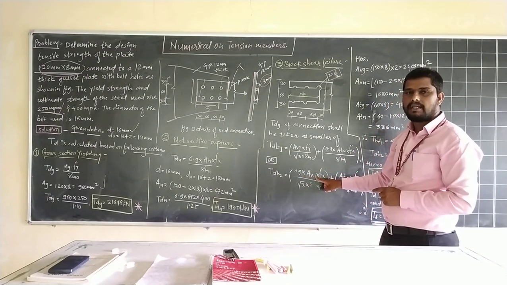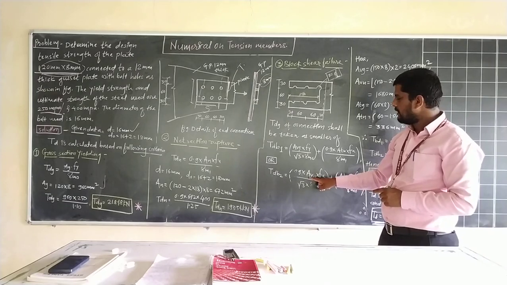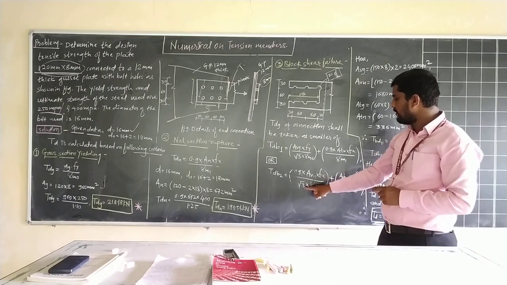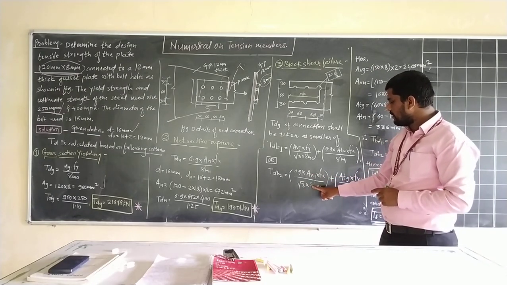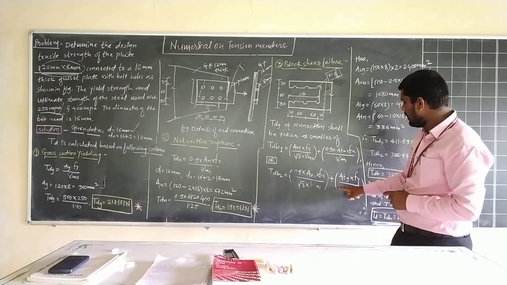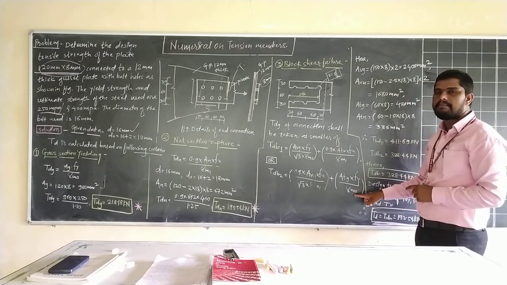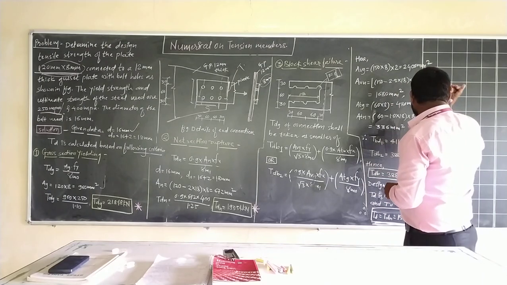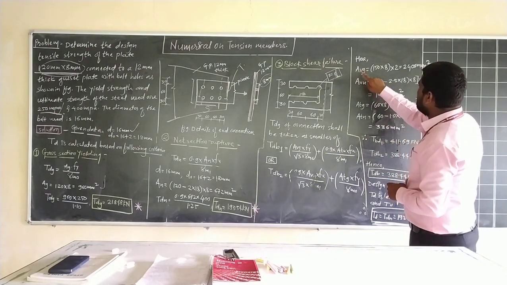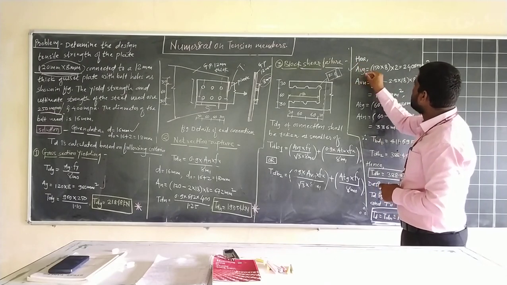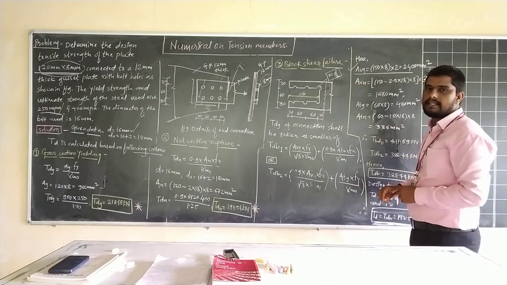Again, N stands for net, V stands for shear, and A stands for area. Net shear area into Fu divided by root 3 into gamma m1, plus ATG, that is gross tension area, into Fy divided by gamma m0. So we are going to find out the first, AVG, that is gross shear area. How are we going to note down the gross shear area?